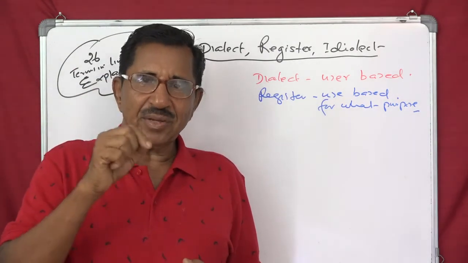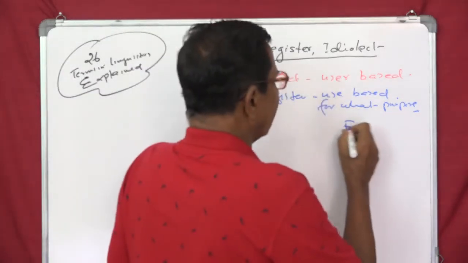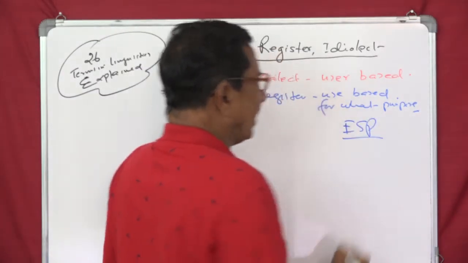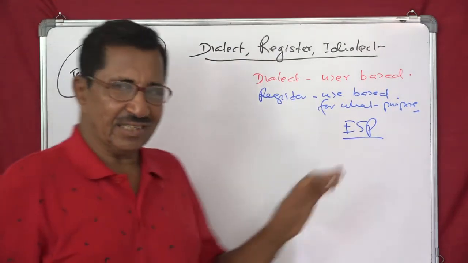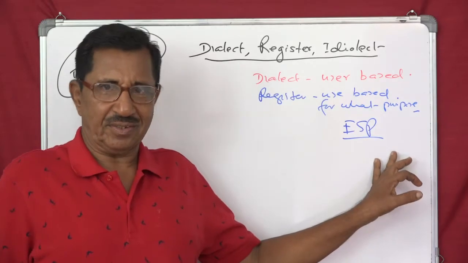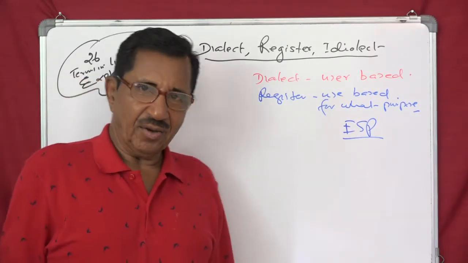See, English for ESP, you know that, English for special purposes. So that's also one kind of register. English for special purposes can be considered a register. So, I hope you understand.